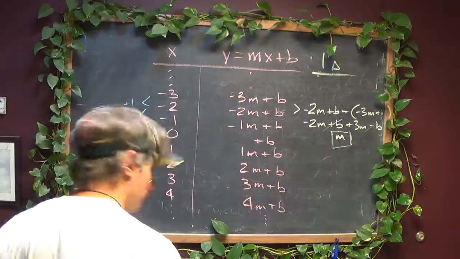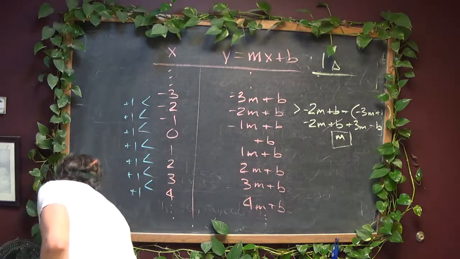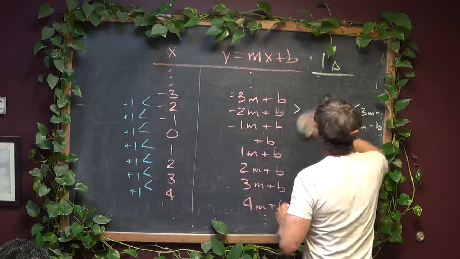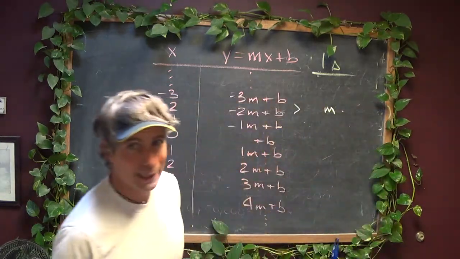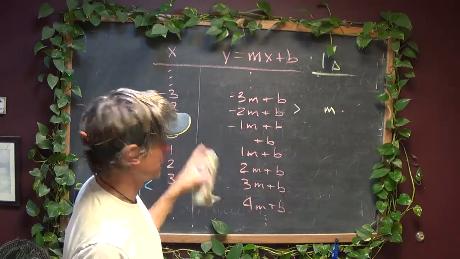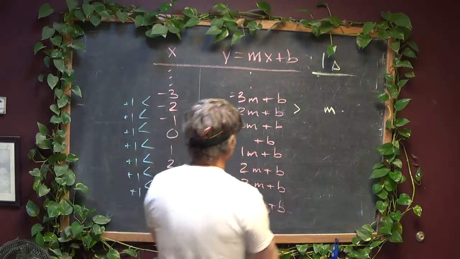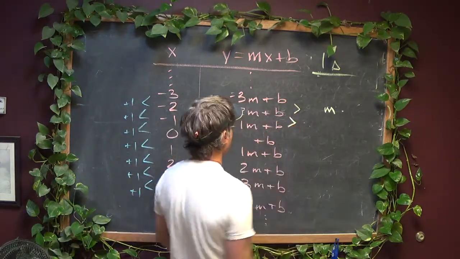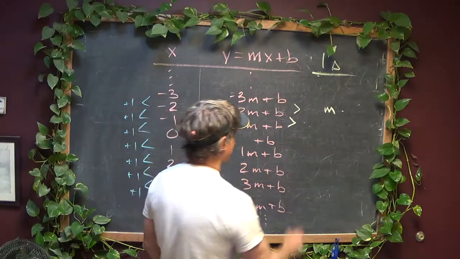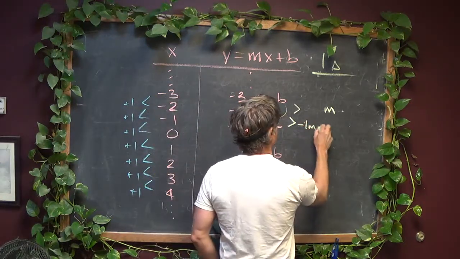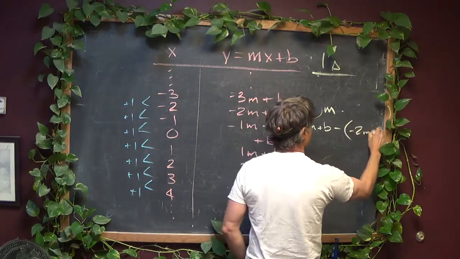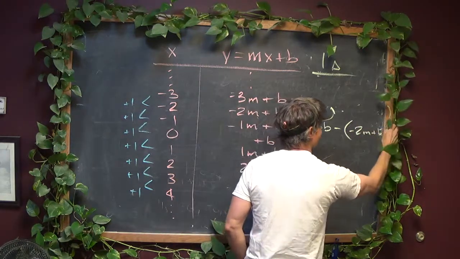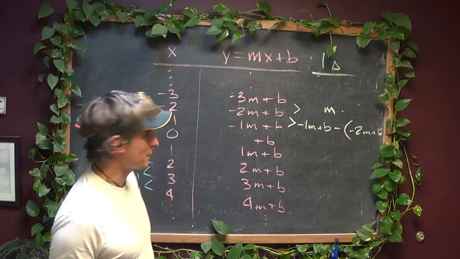Now, what I'm going to do is erase all that work and just put m here, because we're going to do the work again on the next one. Okay, you ready? Minus 1m plus b minus the whole thing minus 2m plus b.